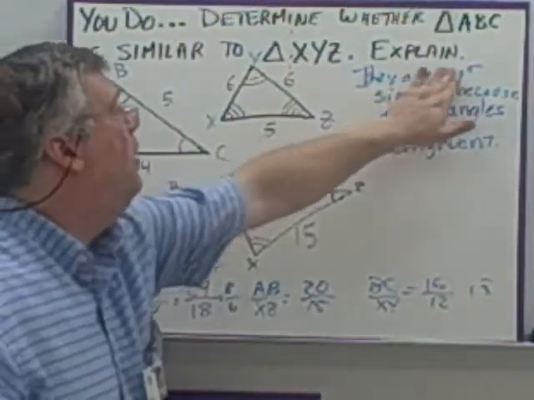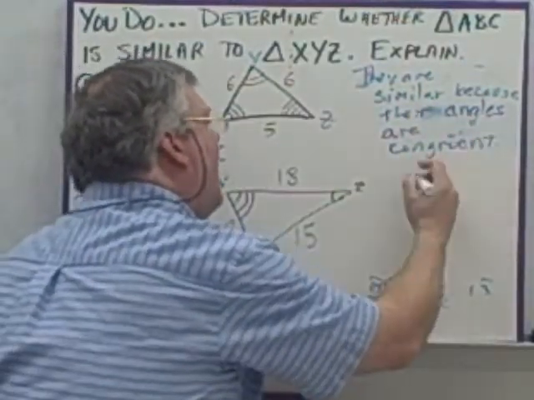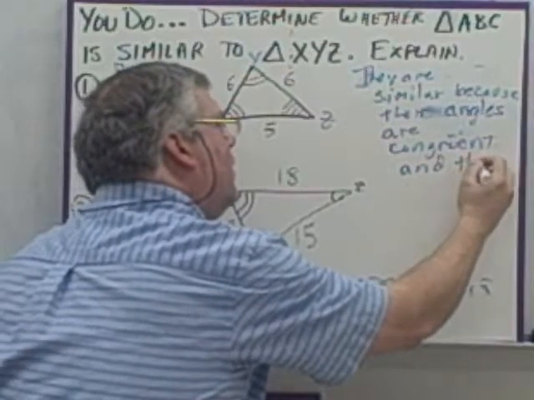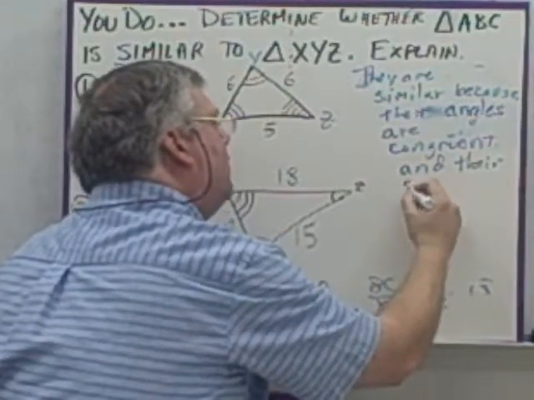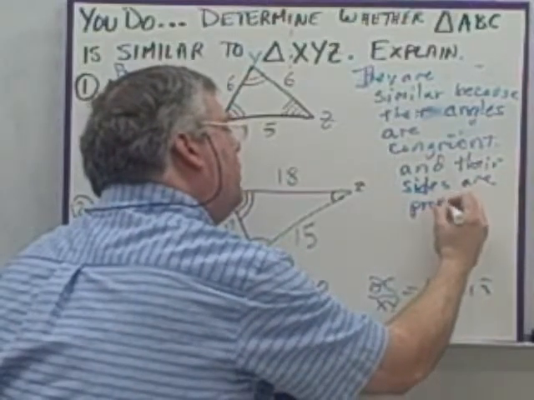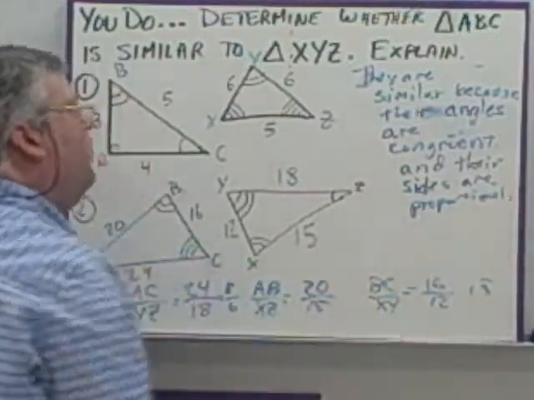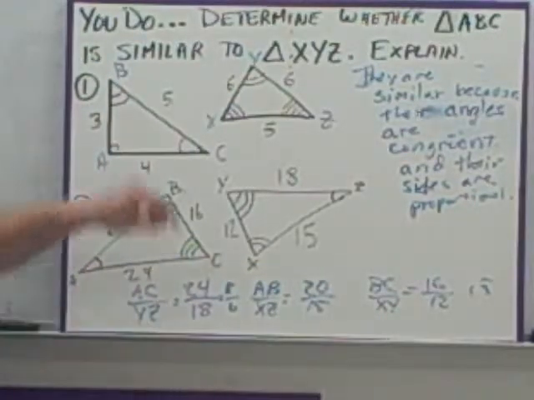So you'd say they are similar because angles are congruent, and their sides are proportional. Full sentences whenever they say explain.